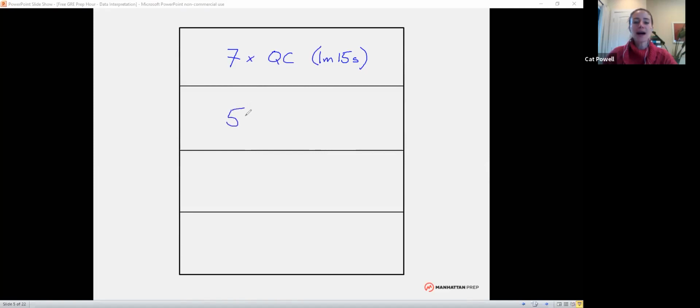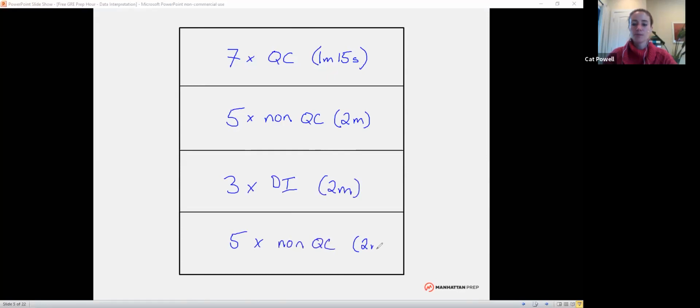Then you'll get 5 of what we call non-QC, just the regular old multiple choice questions. And those are going to take about 2 minutes each. Then you get your 3 graph questions. And those also take about 2 minutes each. And then we come back and we get our 5, the other half of the non-QC questions.